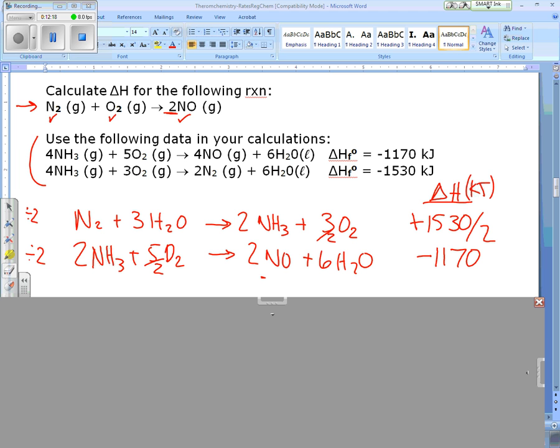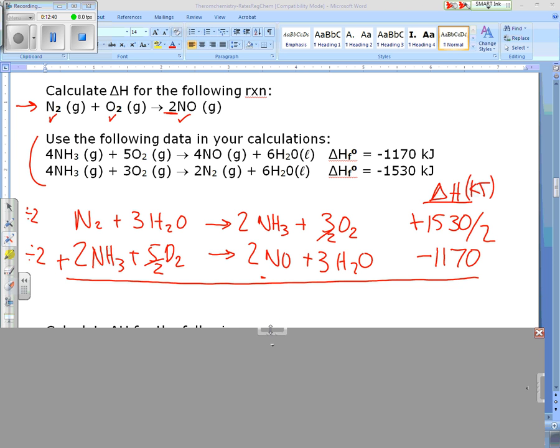And 6 divided by 2 is 3. Now, you can only use each of these given equations one time and one time only. Not multiple times, only one time. I'm done. I've used each of them once, so we have to see what we can get here. I'm going to add these together.